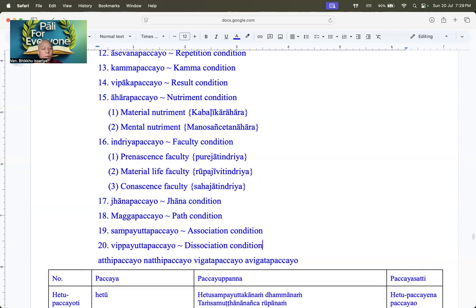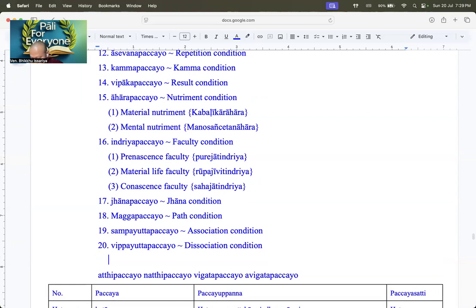So that one also has three kinds. One is cognizant dissociation, that means Sahajata Vaipayutta. Even though they arise together, they are not associated. Later we will learn the detail. Sahajata, so Vaipayutta.